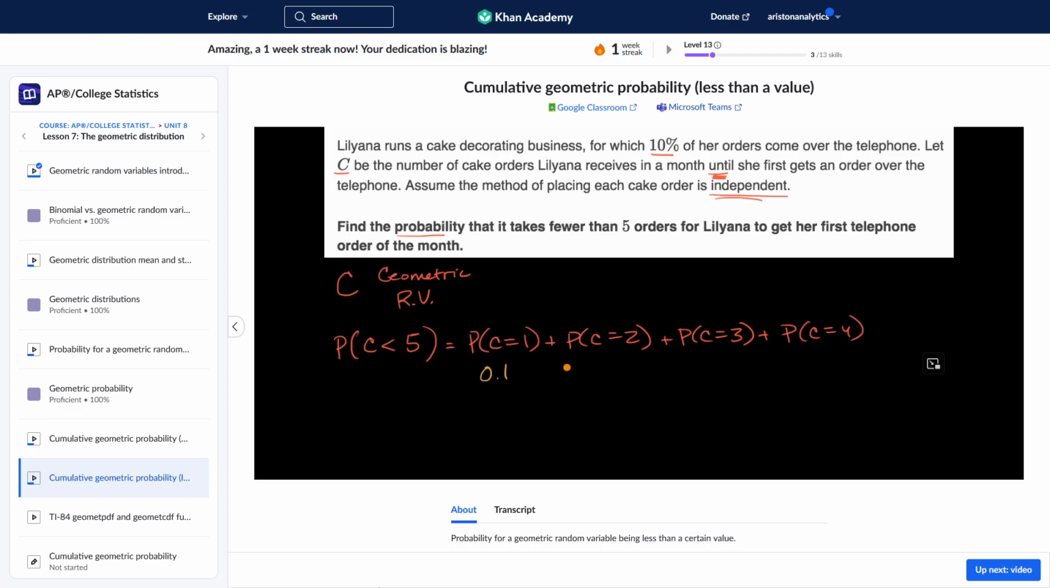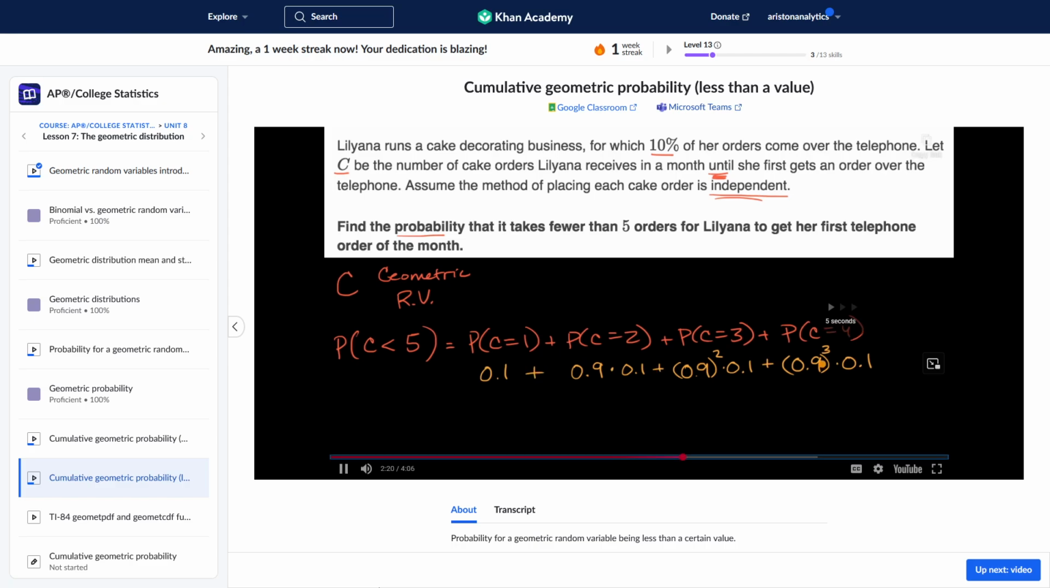What's the probability that C equals 1? Well, it's the probability that her very first order is a telephone order, so that's 0.1. What's the probability that C equals 2? Well, it's the probability that her first order is not a telephone order, so it's 1 minus 10%, a 90% chance it's not a telephone order, and then her second order is a telephone order. What about the probability C equals 3? Her first two orders would not be telephone orders, and her third order would be. And then C equals 4: her first 3 orders would not be telephone orders, and her fourth one would.